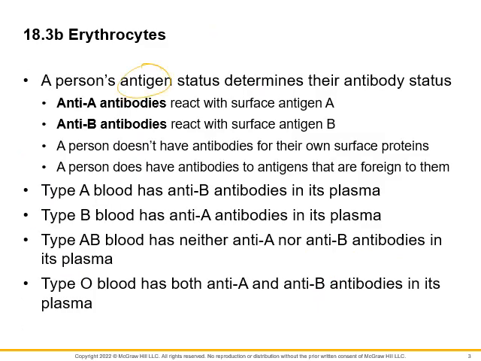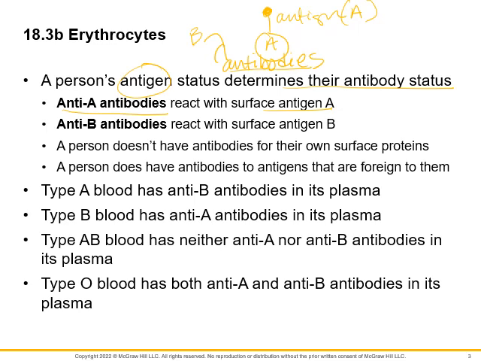A person's antigen status is determined by their antibody status as well. So antibodies react with antigens. So if I have an antigen here, this is type A, I have an A antigen, that person is going to make B antibodies. And if you think about it, antibodies are made to bind to something that's not supposed to be there, right? So if you have A blood, these A antigens are known as self-antigens. You recognize them, they belong to me.